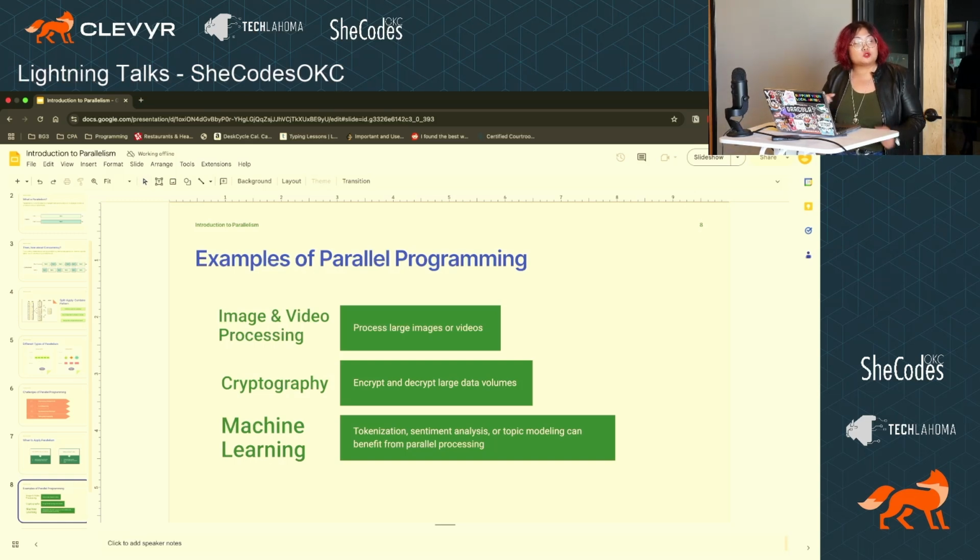And of course, machine learning relies heavily on parallel programming. If you want to do some sort of string tokenization and then sentiment analysis or some sort of topic modeling, those things again require a huge amount of data processing, and it just makes sense to utilize all the computational power you have and divide the work into pieces.